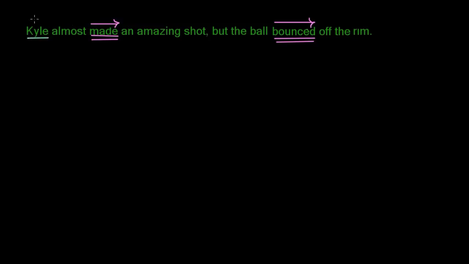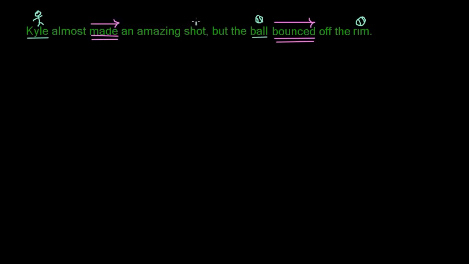Now the subject in the first sentence is Kyle. Who made the shot? Kyle made the shot. The subject in the second, independent clause is ball. What bounced? The ball bounced. And we have another noun, which is rim, the object of the preposition off.